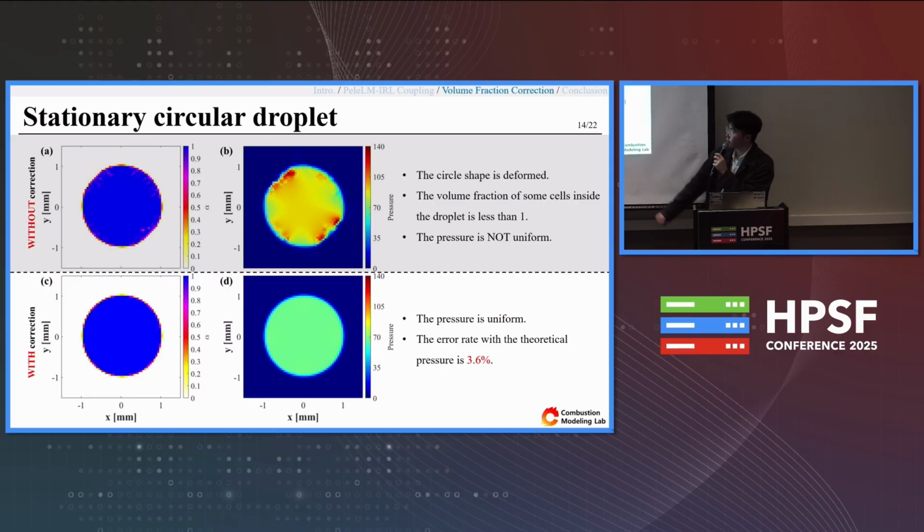And this is the result for the stationary circular droplet, which I showed two slides before. Without the correction, the circle shape is deformed, and you can see some pink dots inside the circle, which means those cells' alpha value is smaller than 1. Also the pressure is not uniform. But with the correction, shown in the lower result, the pressure is uniform, and the error with the theoretical pressure is 3.6%.